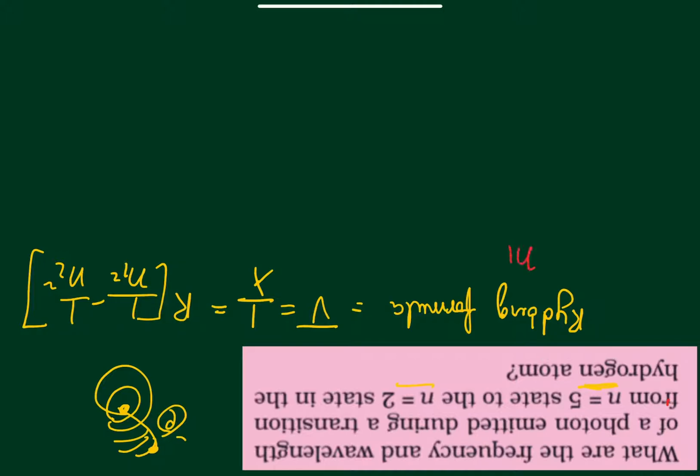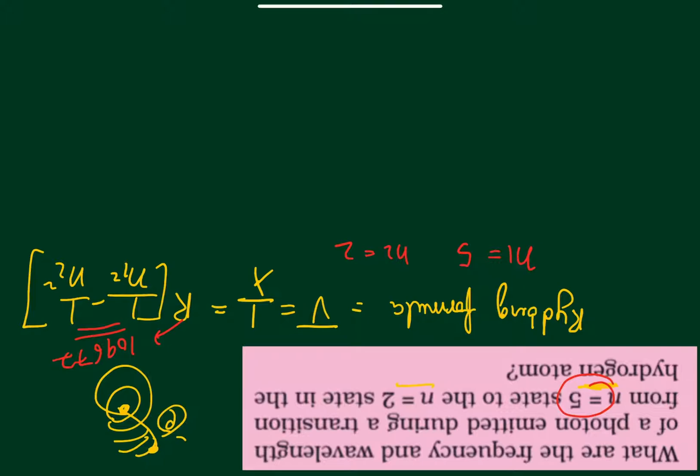So in this question your N1 is equal to 5 and N2 is equal to 2. It is not necessary that N1 has to be the smaller one. First one is N1, second one is N2. Okay, alright, so the value of R is 109,677. Okay, you need to learn this value of Rydberg constant, because in physics also it's being used.